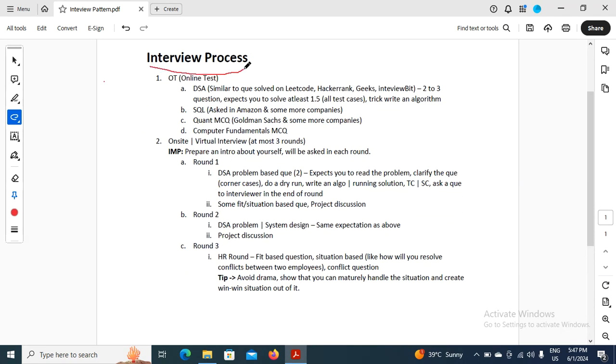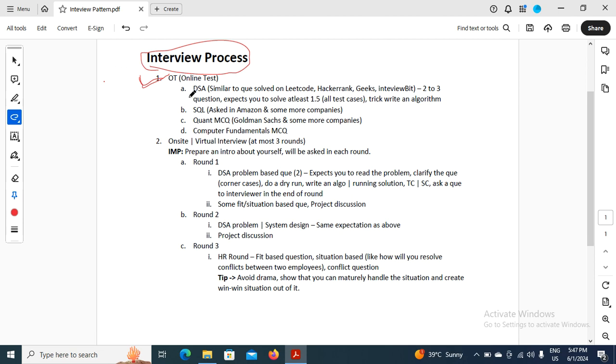So, the interview process. What does it look like once you are shortlisted? Usually, most companies, whether you are a fresher or experienced, ask for an OT, an online test. They will share a link with you for one of the platforms, ideally HackerRank, and there will be some questions you need to solve within the given frame of time. There are a couple of limitations, like you can't open a separate window, to avoid cheating.